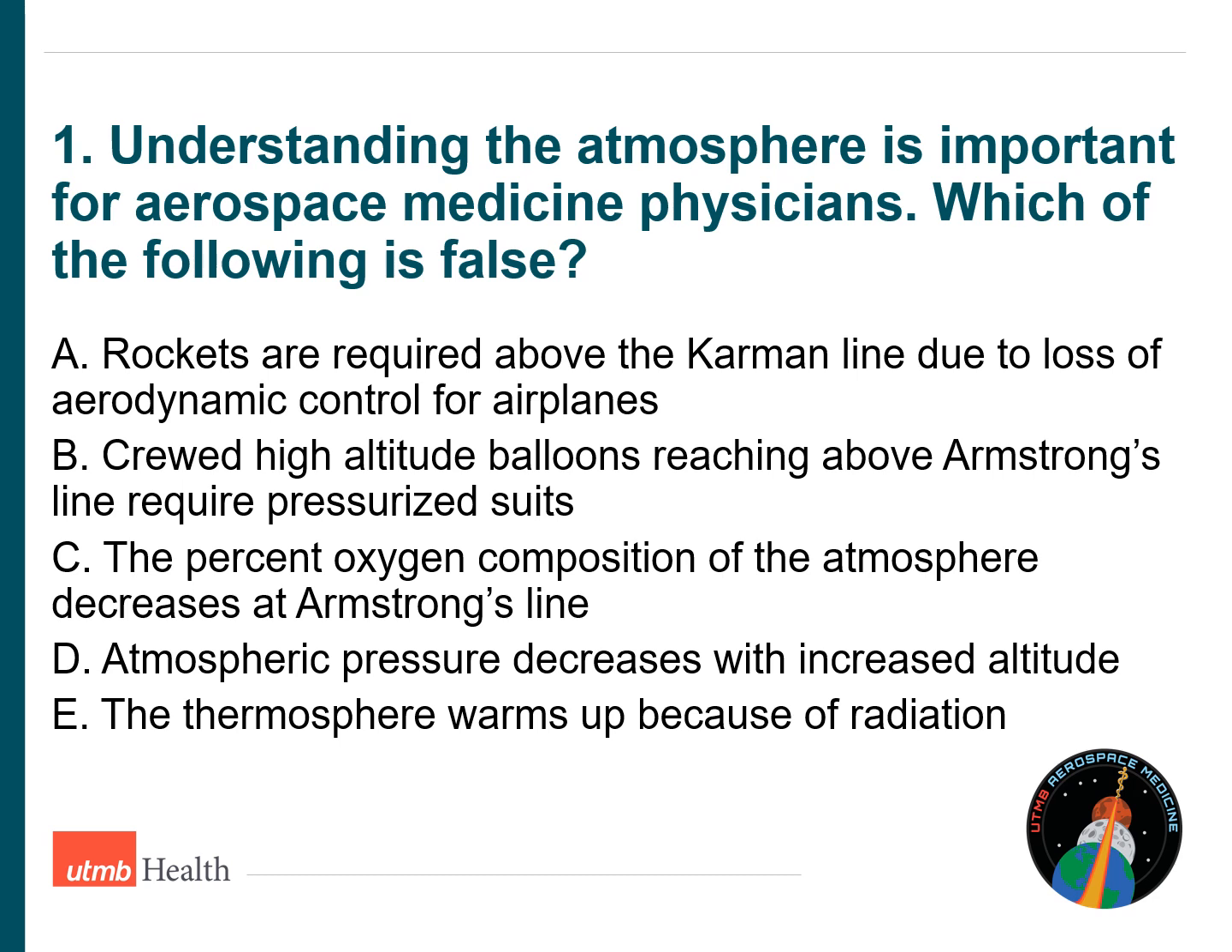A. Rockets are required above the Kármán line due to loss of aerodynamic control for airplanes. B. Crewed high-altitude balloons reaching above Armstrong's line require pressurized suits. C. The percent oxygen composition of the atmosphere decreases at Armstrong's line. D. Atmospheric pressure decreases with increased altitude. Or E. The thermosphere warms up because of radiation.